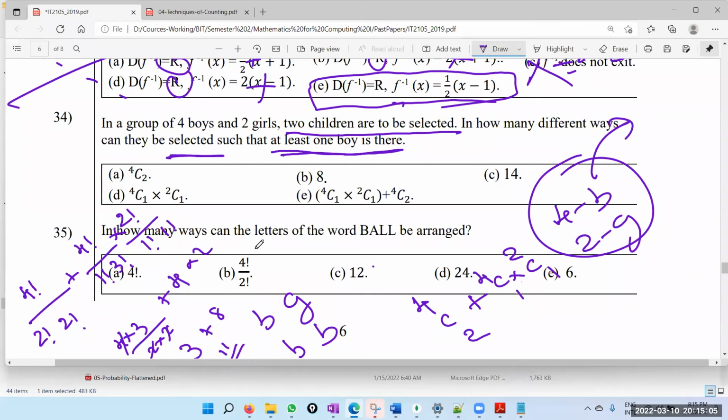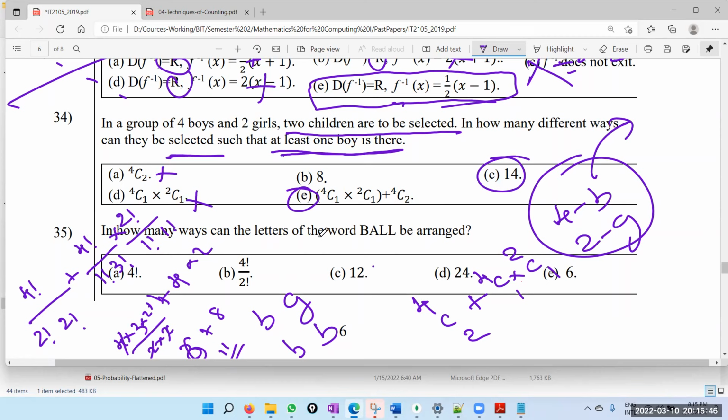4C2 plus 4C1 into 2C1. They have not added this one. 4C2 only? No. This part is not there. Then you have two answers. Now answer, I double check. 4C2 is factorial 4, factorial 2, factorial 2, 2 into 2, 4, 3, 2, 1. 3 into 2 is 6. 6 plus 8 is 14. Yes, 14 is also answer.